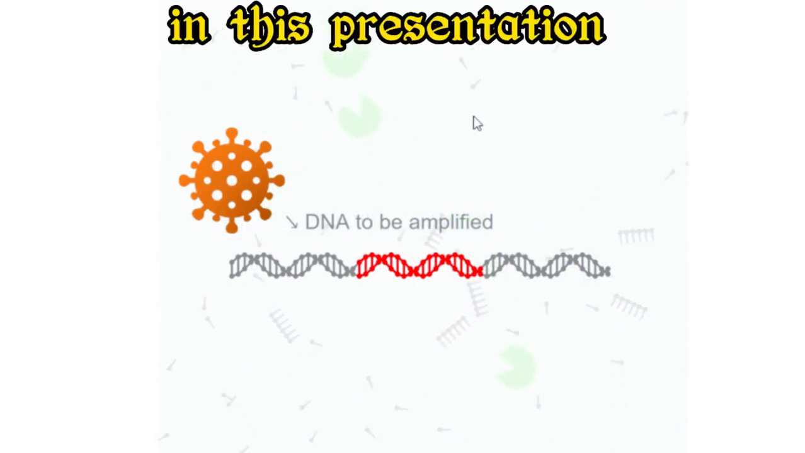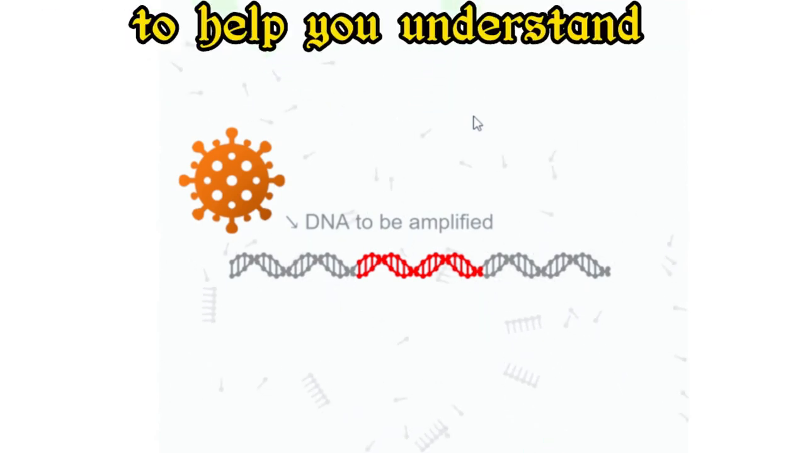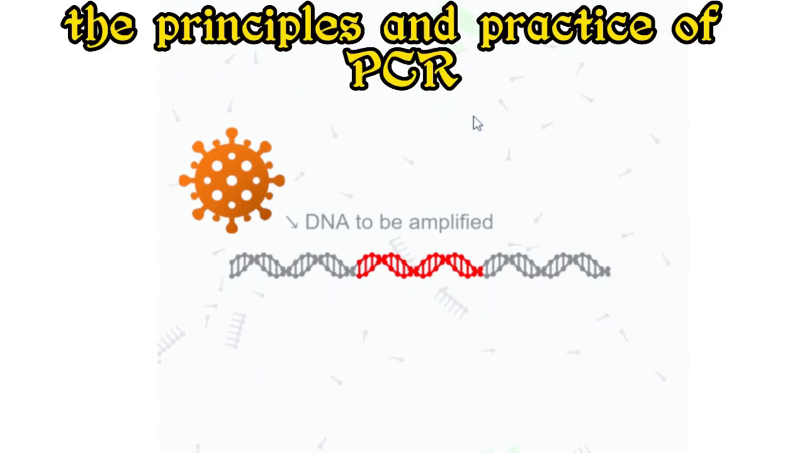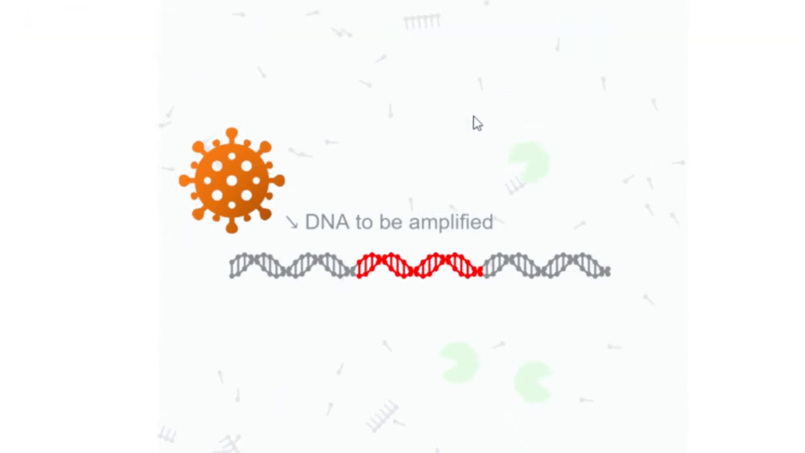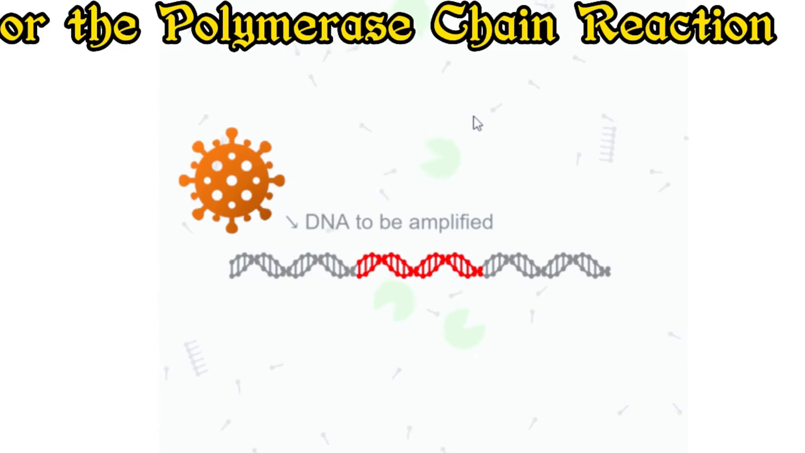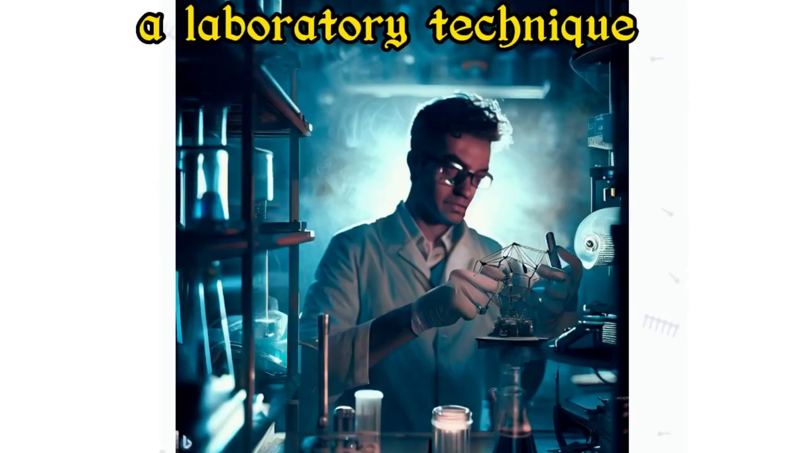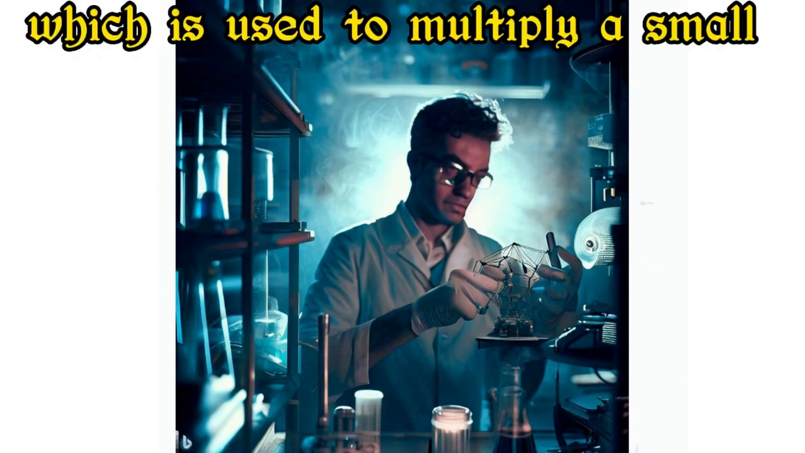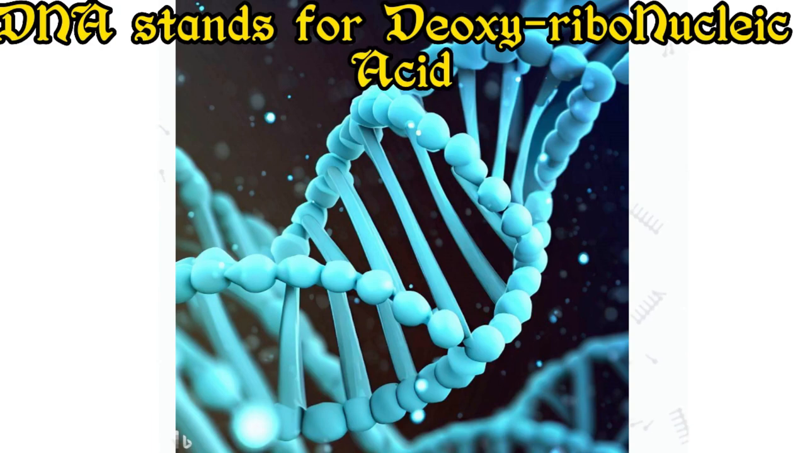In this presentation, I will answer these questions and more, using examples and illustrations to help you understand the principles and practice of PCR. Okay, so today we're going to be looking at PCR, or the polymerase chain reaction. The polymerase chain reaction is a laboratory technique which is used to multiply a small sample of DNA. DNA stands for deoxyribonucleic acid.